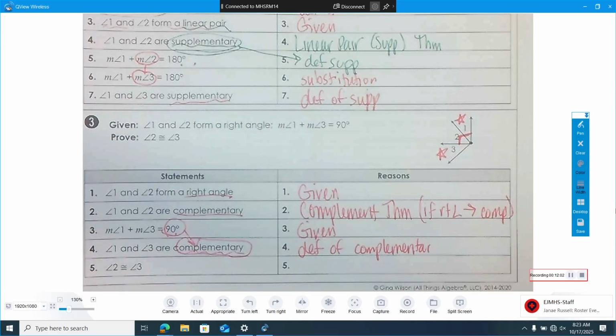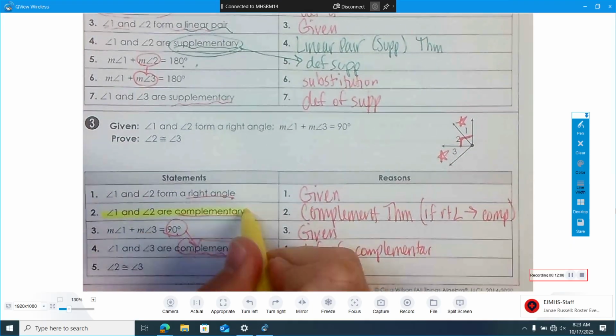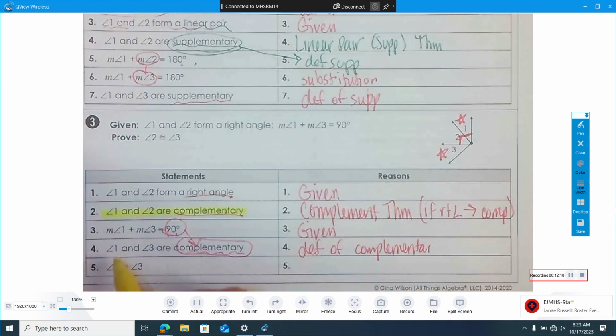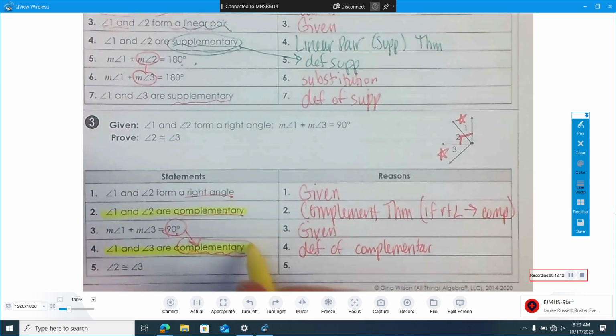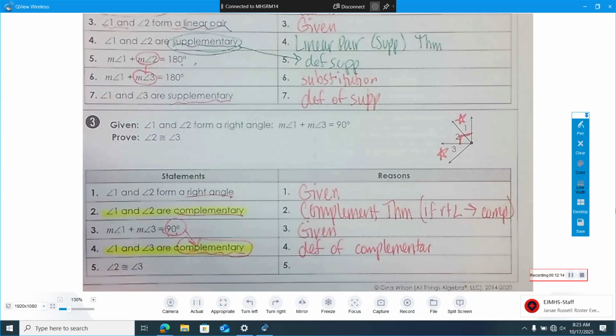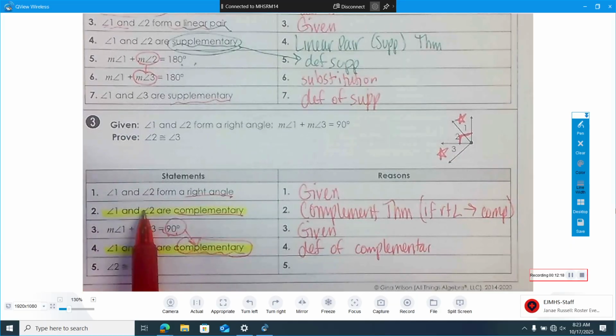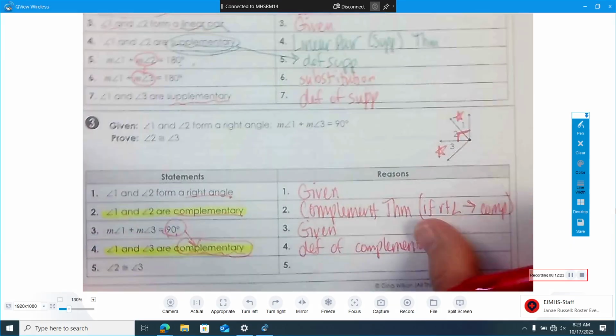These are new ones. If you look, we have a statement that says angle 1 and angle 2 are complementary, and angle 1 and angle 3 are complementary. Well, they are, but we have a special theorem that says, let's turn the page.